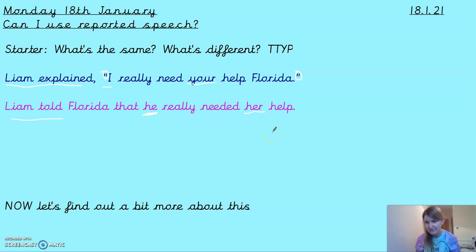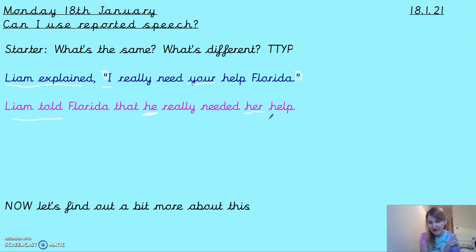Why might that be? Well, in the first one, this is an example of direct speech. Remember, this is when we're saying exactly what Liam has said. So he said, "I really need your help, Florida." Now, this purple sentence is what we're going to be focusing on today. This is an example of reported or, as we can sometimes call it, indirect speech, indirect being the opposite of direct speech. This is when we're saying what Liam said to Florida without saying it exactly word for word. Are you happy to find out a bit more about this?